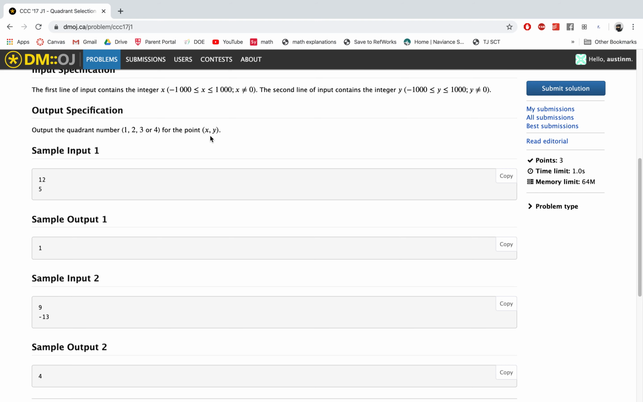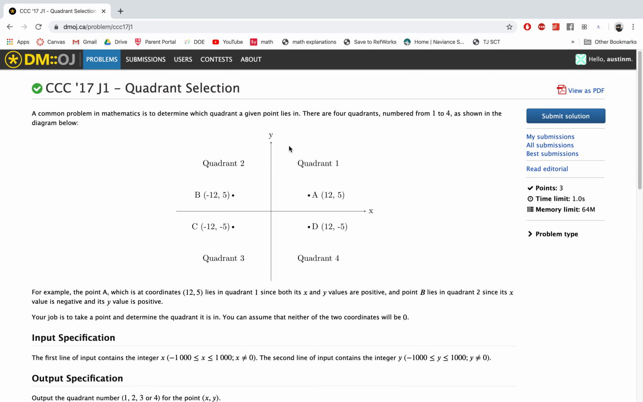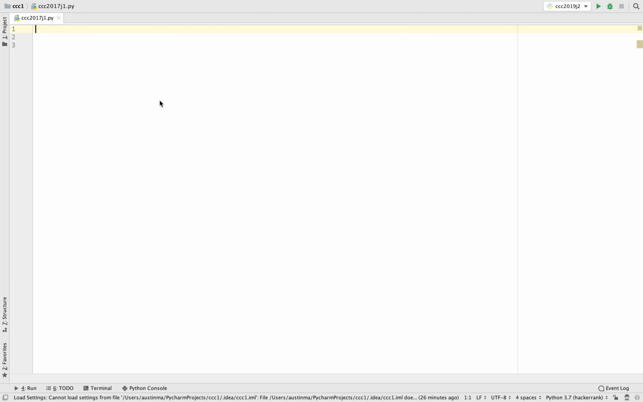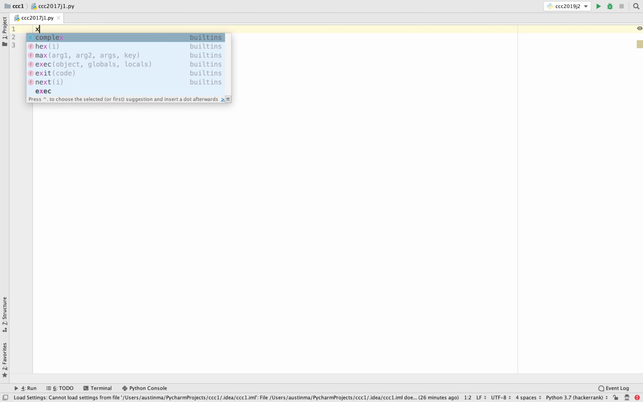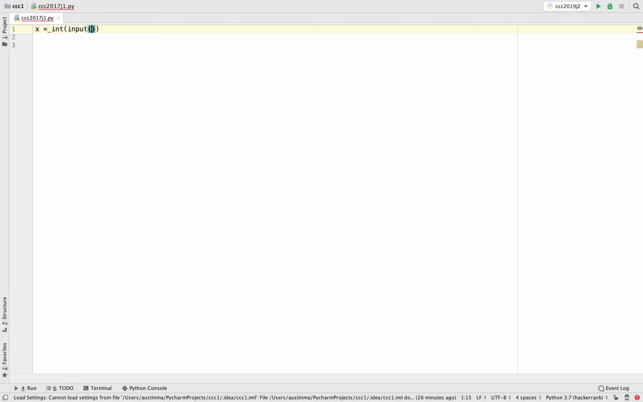All right, so if we just take a look at this graph, we see that the quadrant 1 coordinates are both positive. The quadrant 2 coordinates, one is negative, which is the x value, and one is positive, which is the y value. And there's this recurring pattern. So if we use that information, we'll know exactly which quadrant we need to output. So we can just start coding this right now. We first call our variable x, and that will be an integer, and then we have a variable y, and that will also be an integer.